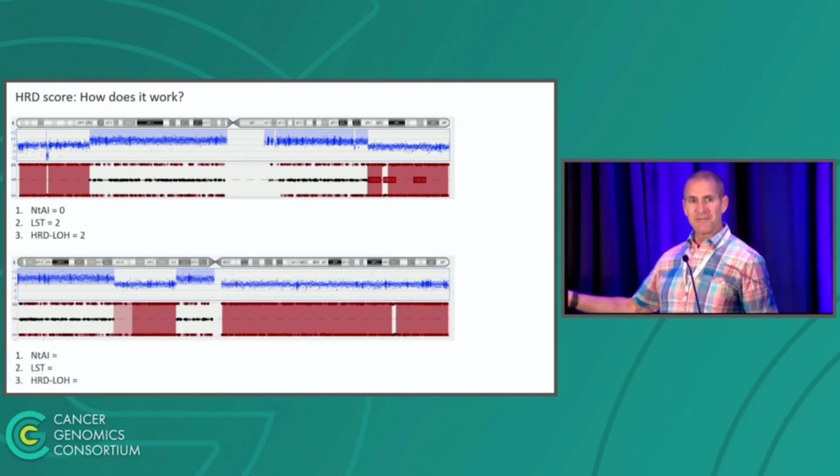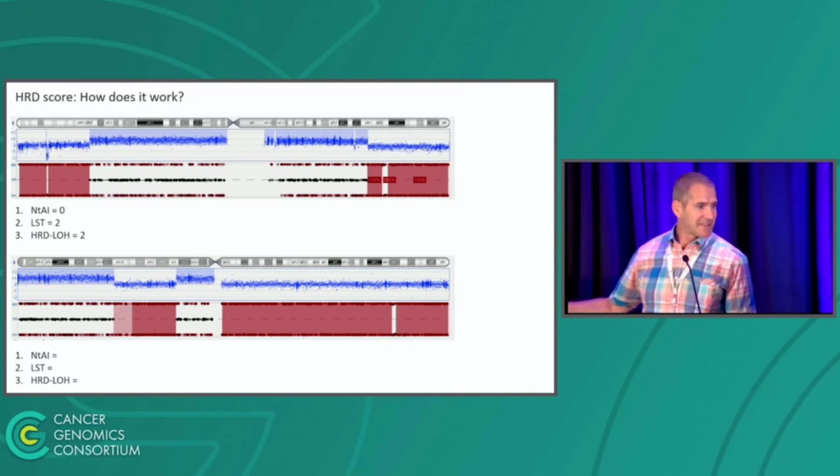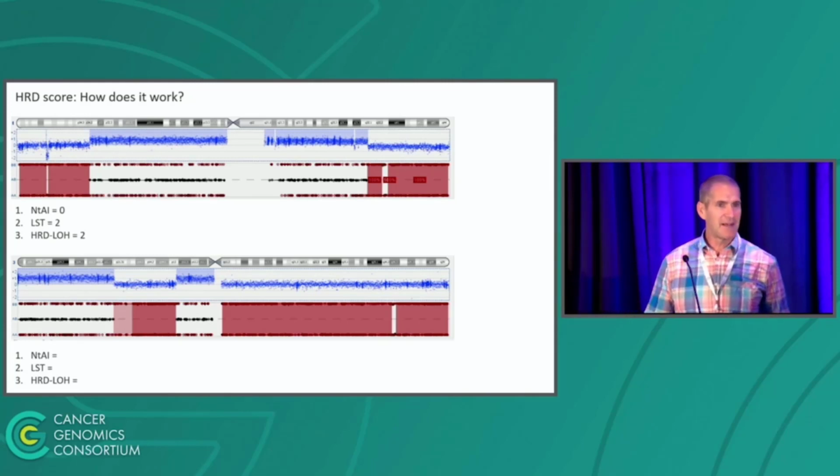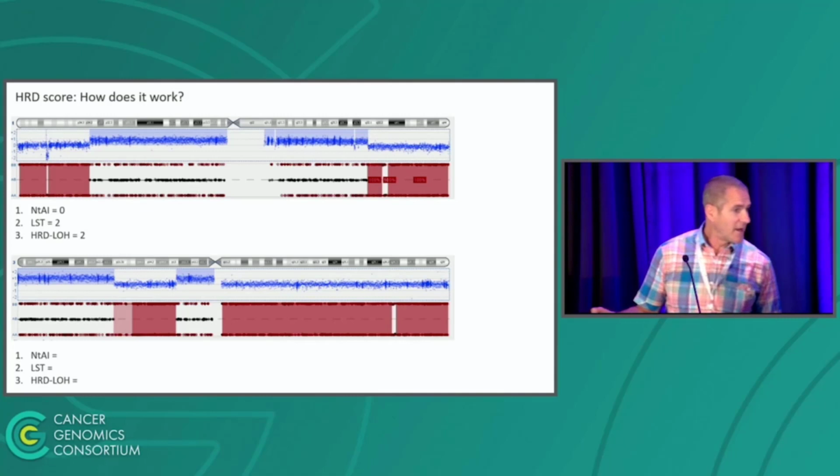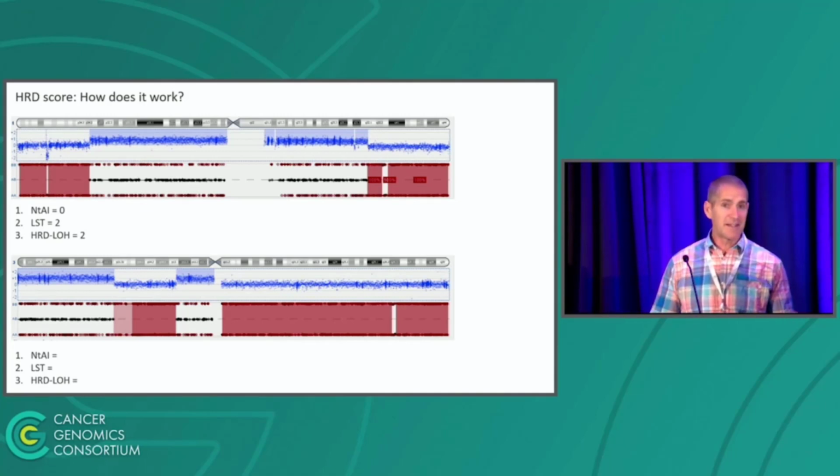Any guesses here? Anyone want to raise their hand and go through this and tell me how many telomeric imbalances we have here? Exactly, there's 1. Yeah, thanks. And then large state transitions, anyone?